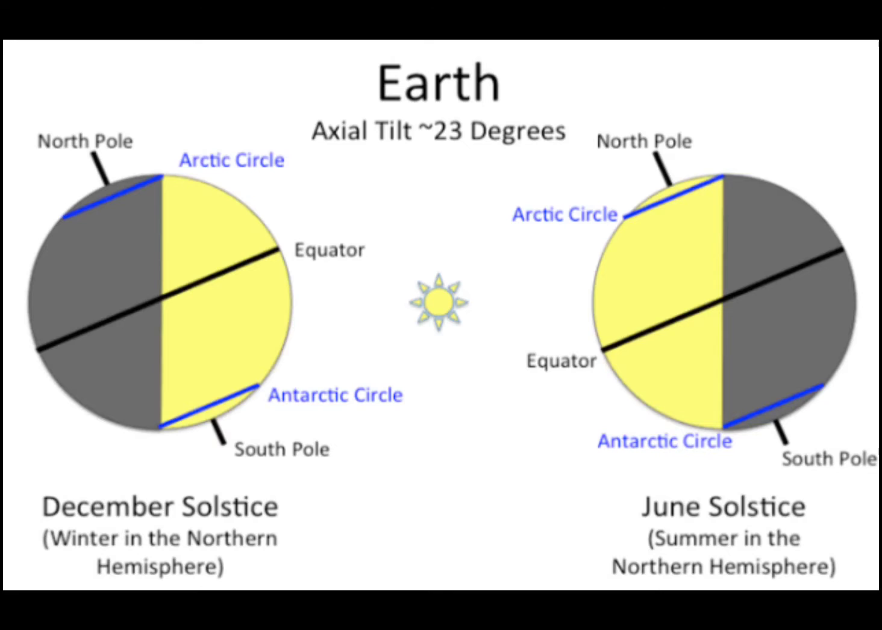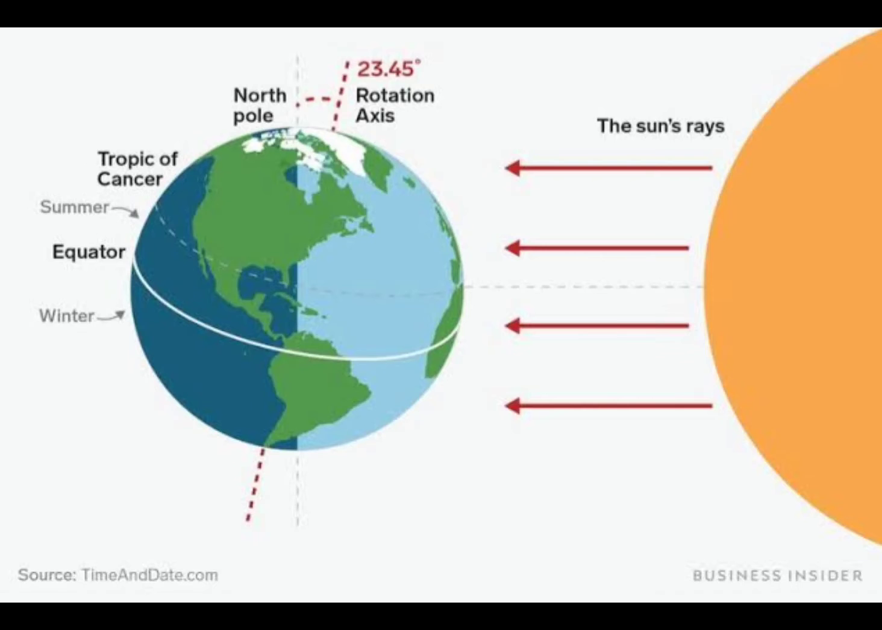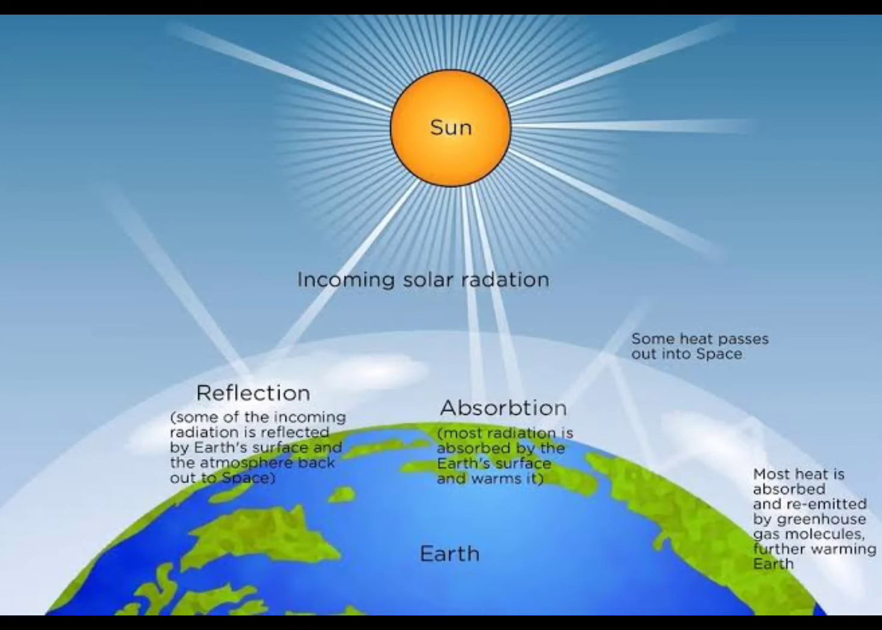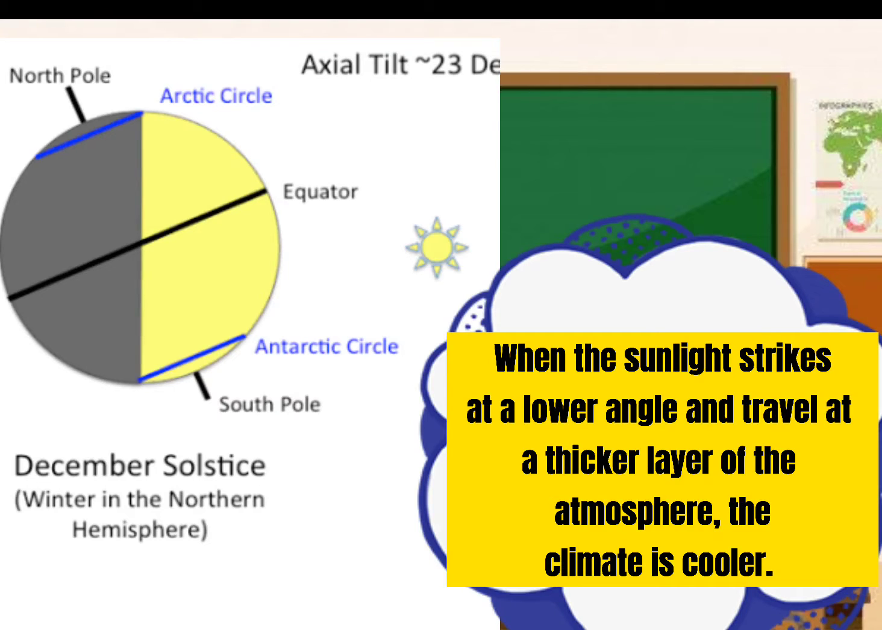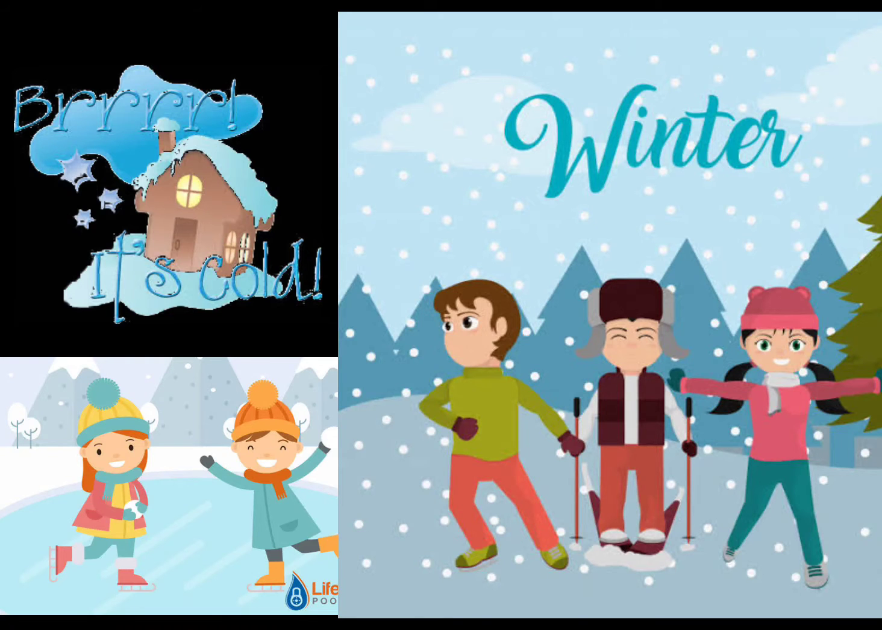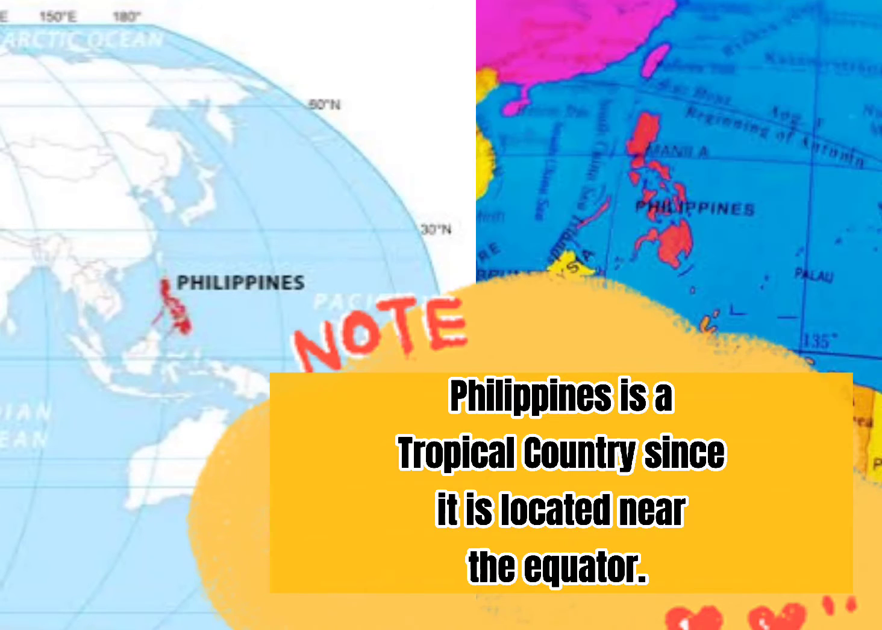You will notice that as Earth is tilted on its axis at an angle of 23.5 degrees, as the sun's rays strikes, different part of the Earth receive different amount of solar radiation. Since energy from the sun reaches Earth's surface at lower angle and travels through a thicker layer of the atmosphere than at the equator, it is expected that the climate is cooler. Philippines is located near the equator, so we are a tropical country.